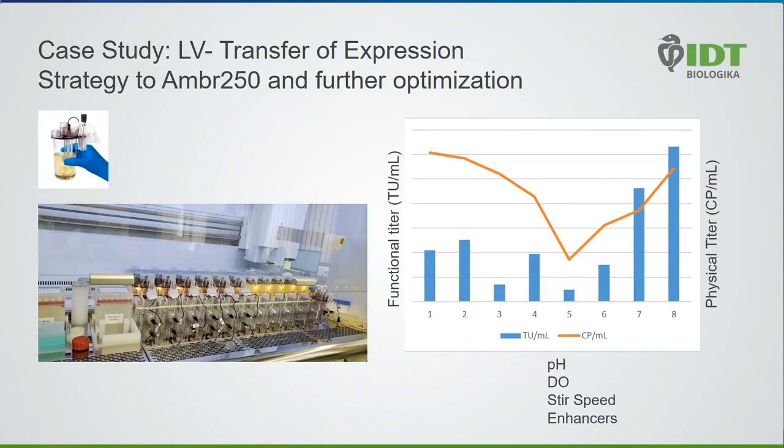So here's some data that comes in from the optimization that was done in the Ambr 250 system. On the left side, you see how this Ambr 250 system looks like. Basically, you have a bunch of bioreactors that are about 200 milliliters volume, and you can run all of them in parallel, and you can run an independent experiment in each of them. So we did that. We varied the pH, the DO, stir speed. We also tried using some enhancers, which were able to actually give us a 2- to 3-fold increase in our titers. And we did that here, and you can see what we got on the graph on the right-hand side. And by doing this, we compared both the physical and functional titers, and we went ahead with the last two conditions on this graph for that further scale-up and verification run.